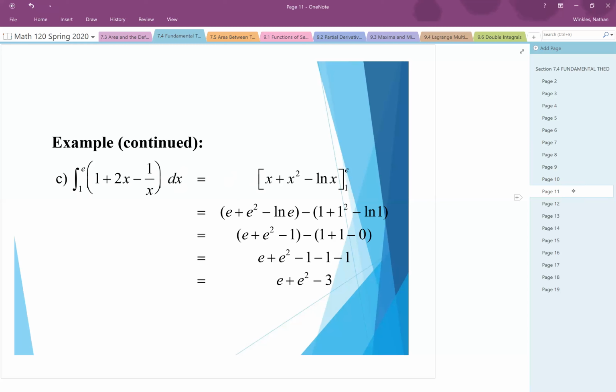Keep in mind that ln and e are inverses, so ln and e cancel each other out, if you remember back to your rules from Math 112 for inverse functions. Ln of 1 is 0 by definition as well. So you end up with e plus e squared minus 1, then minus 1, minus 1, and then plus 0. So we don't need to write the plus 0. So simplifying, we get e plus e squared minus 3 as our final answer here. So keep in mind, we got different variations on different things we could see based off of what's given and everything.